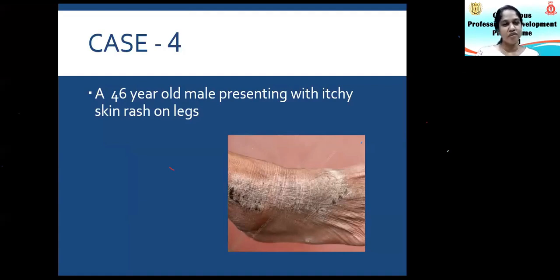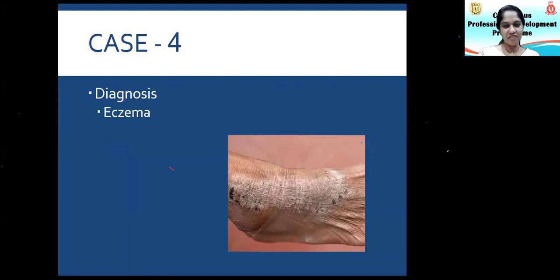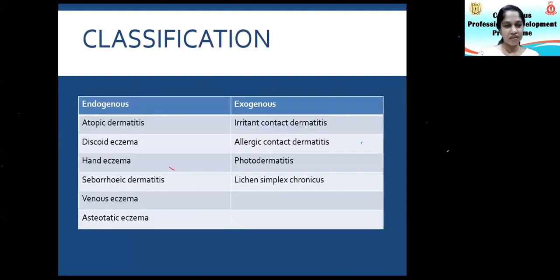So case number 4, a 46-year-old male presenting with an itchy skin rash on legs. And I think the diagnosis is obvious. It's a chronic eczema. So eczema could be either endogenous or exogenous. Endogenous causes are atopic dermatitis, which is usually seen in small children. It starts around the age of 3 to 4 months, and then it tends to wear off when the children get older. And discoid eczemas are the ones which are of round shape, also known as nummular eczema.